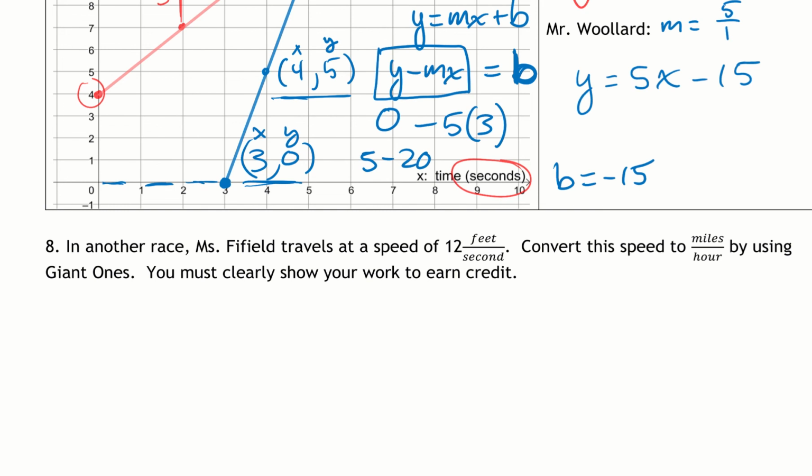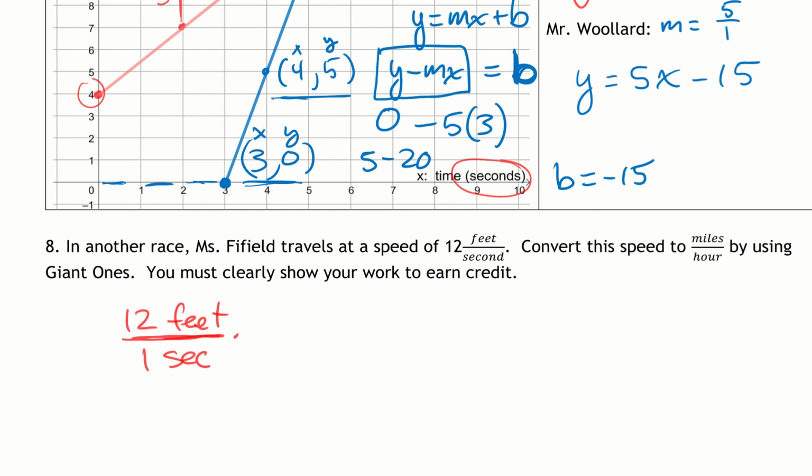So I did have that on the board as a reference. But we are starting with the fact that we're going 12 feet per each second. Now, 12 feet per second, I can also write this as 12 feet per 1 second if I want, so I clearly see what's in the top, what's in the bottom. So I'm going 12 feet per 1 second, or 12 feet per second.